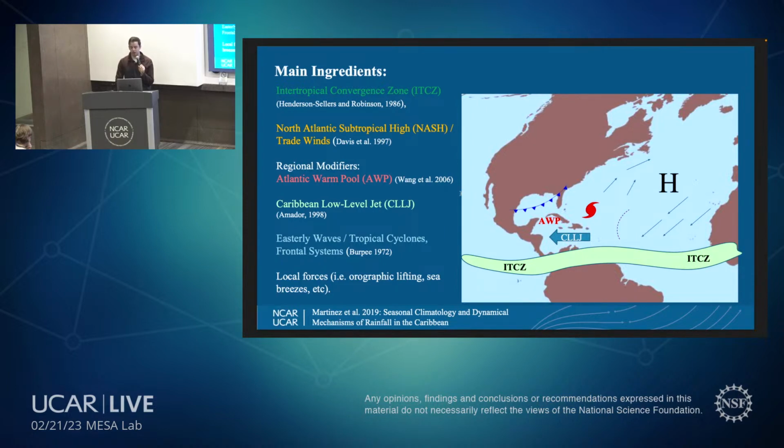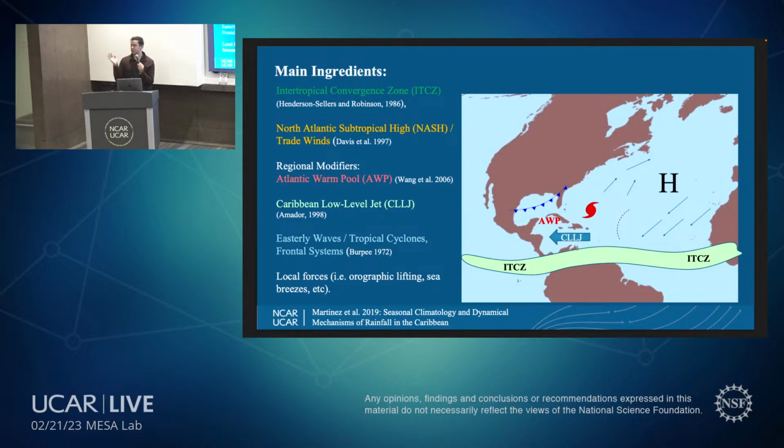Then you have some regional modifiers. One is the Atlantic Warm Pool, a warm body of ocean water at 28.5 degrees centigrade or above, that expands or contracts with the solar insolation cycle. Then you have the Caribbean low-level jet at 925 millibars that in its exit region enhances zonal convergence over Central America and enhances divergence on its entrance region.